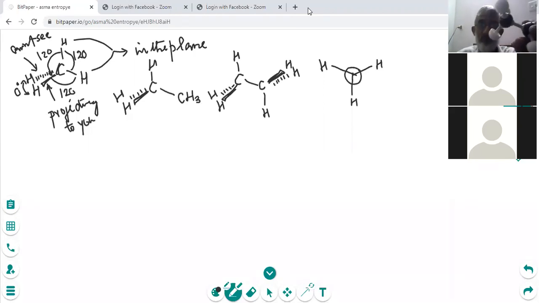Now see here. These three hydrogens are closer to you. You are looking from here. This carbon is closer to you, so that is why I have drawn this in a circle, moving to the center. Now, you can see this hydrogen is exactly up, if you are looking from here.